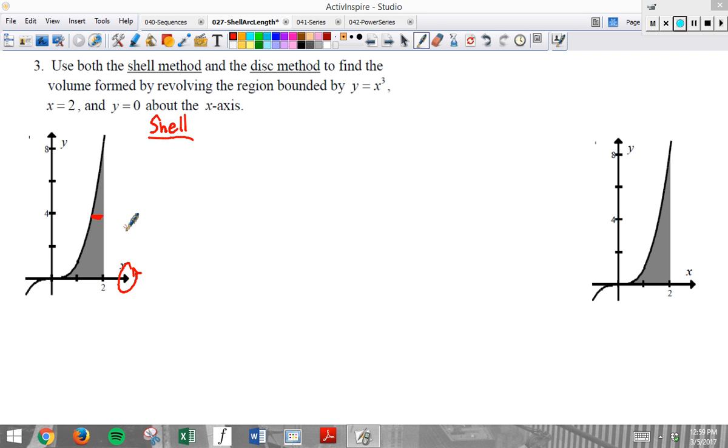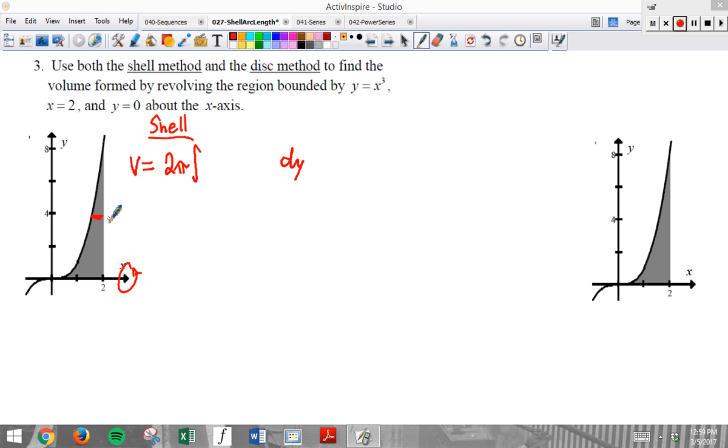So it's a horizontal rectangle. It's definitely going to be a dy. Just going to set up some things I need. I know it's going to be dy because it's a horizontal rectangle.